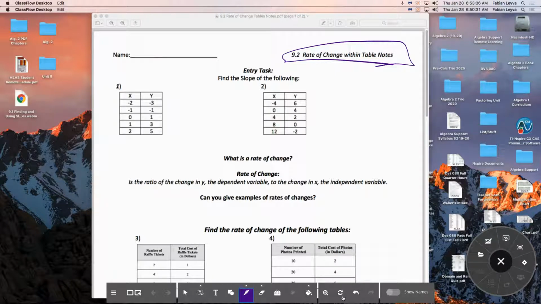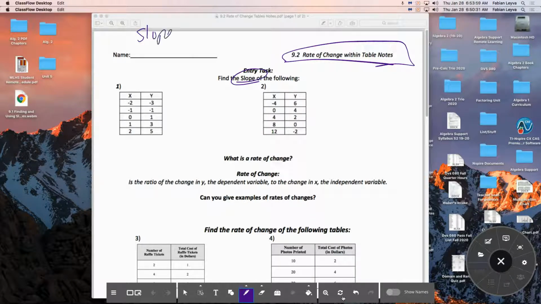Before we start diving into rate of change, I want to do two entry test problems. I want to see them in your notes. The main reason is because I want to build a foundation, so that when we get to rate of change, you'll notice that you're not doing anything different. You're doing the exact same thing, except now you're putting a little context behind it. So I gave you two tables. I want you to find the slope.